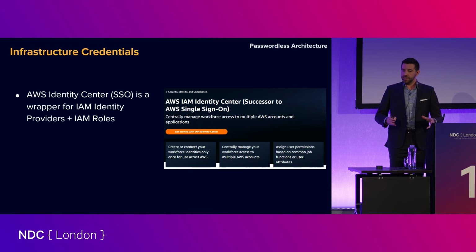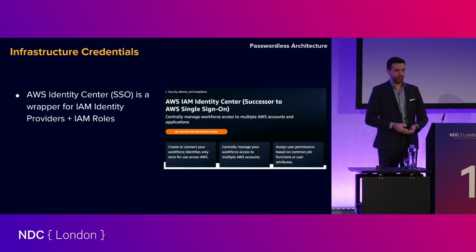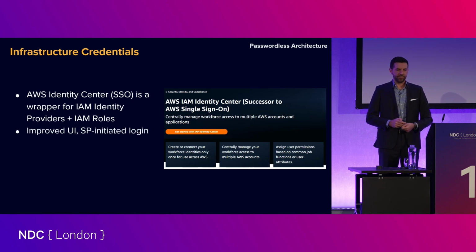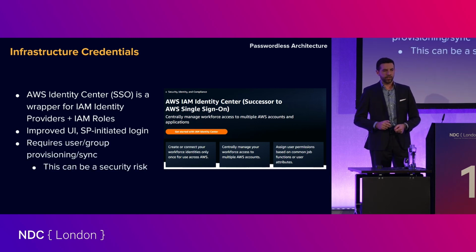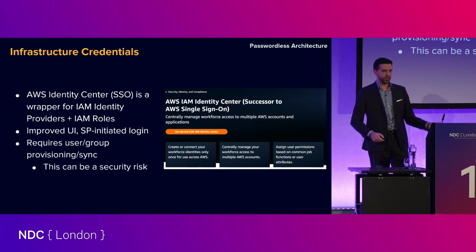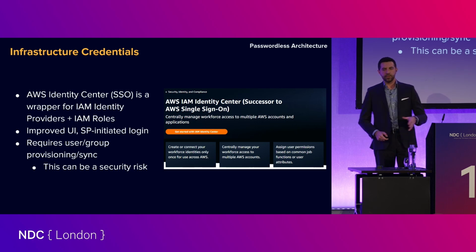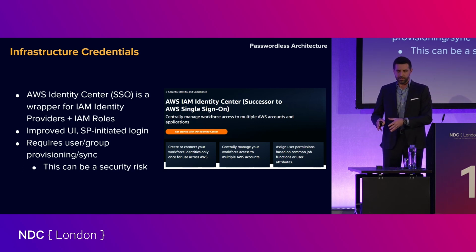And related, Amazon now has their newish product called Identity Center, which you may know as AWS SSO. And it is essentially just a wrapper for the identity provider plus roles, and it manages some of that for you through what they call permission sets. It definitely has a much improved UI, and it allows that SP-initiated login flow. But it requires you to provision all of your users and groups from your AD into AWS's database.